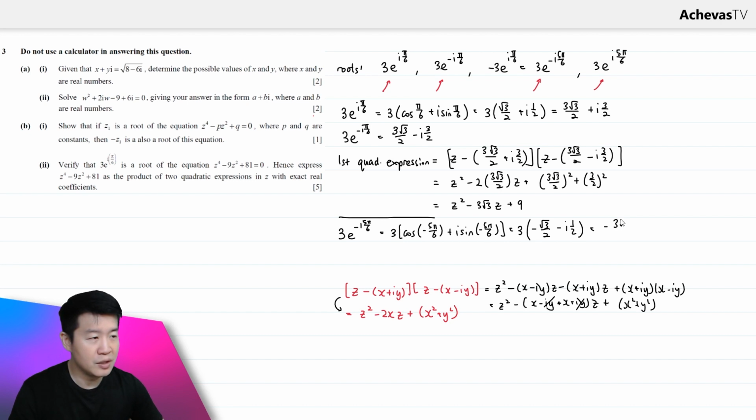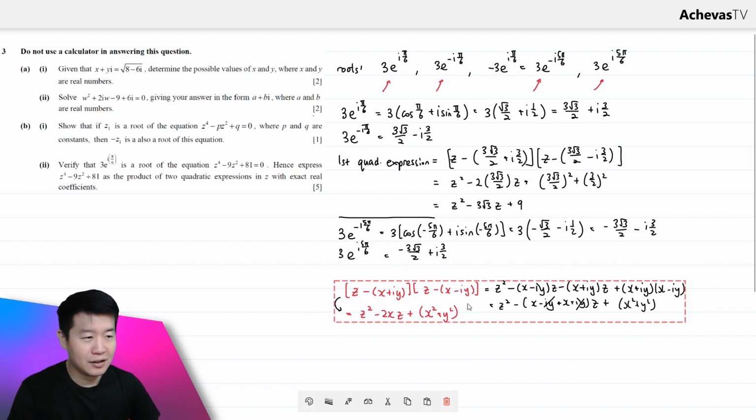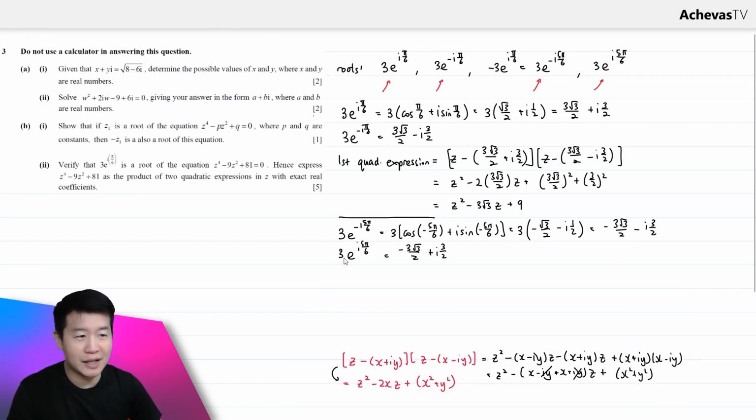So I have minus 3 square root of 3 over 2 minus i of 3 over 2, which means that the conjugate, which is 3 e to the power of i 5π/6, is just going to be minus 3 square root of 3 over 2 plus i of 3 over 2. We are going to make use of this result again. As long as we take one factor multiplied by another factor, choosing the roots properly so that they are conjugates of each other, we are going to get a quadratic expression with real coefficients.